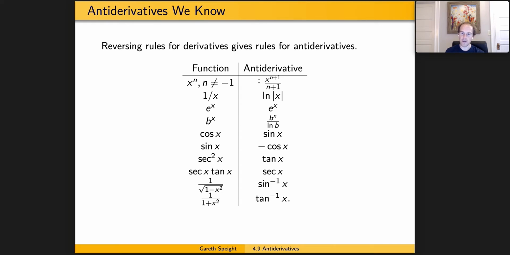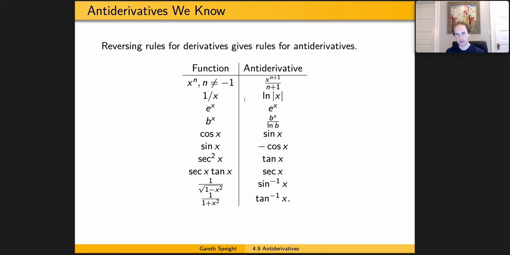Why? Because if we differentiate x to the n plus 1 over n plus 1, and we use the power rule for differentiation, we get n plus 1 times x to the n over n plus 1. The n plus 1s cancel, and we get back exactly x to the n. So the derivative of anything on the right is the function on the left, which means the antiderivative of the function on the left is the function on the right.